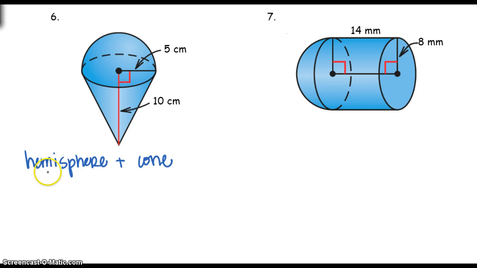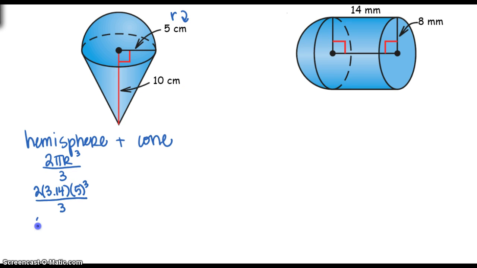Today we learned that the volume of a hemisphere is 2 pi r cubed over 3. So let's go ahead and work that out first. Our radius is 5 right there. So we have 2 times 3.14 times 5 cubed, all divided by 3. The next thing you're going to do is work out what 5 cubed is. And when you work that out in the calculator, it's 125. So 2 times 3.14 times 125, all divided by 3.